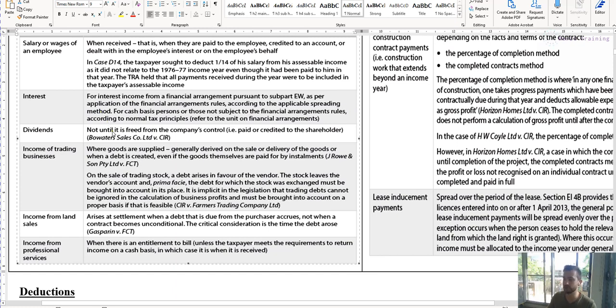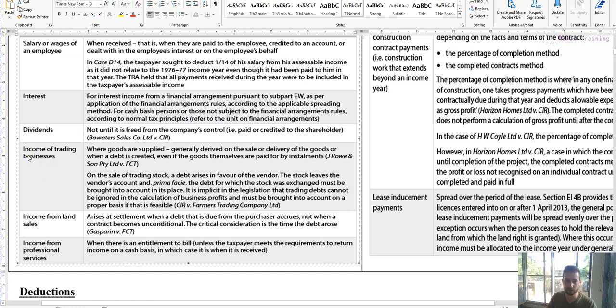But for most small people who don't have a financial arrangement, i.e. those on a cash basis, it's just basically normal tax principles. So when you've earned it, basically, unless you're on a cash basis, then it's when you receive the cash. For dividends, it's not until it's freed from the company's control, i.e. paid or credited to the shareholder, per this case here.